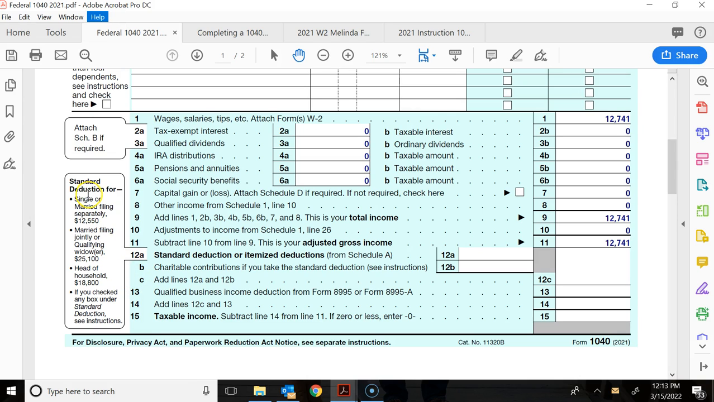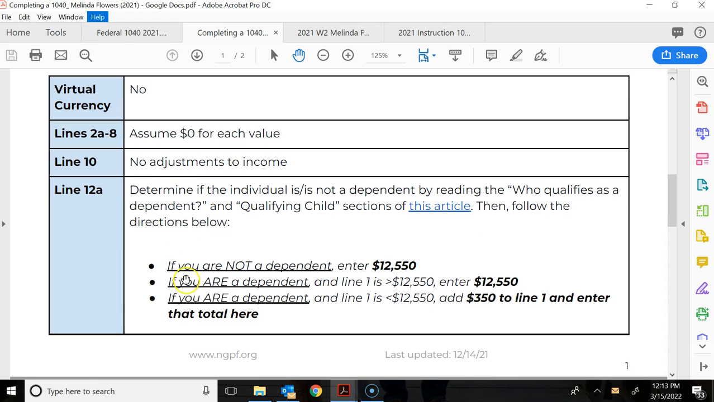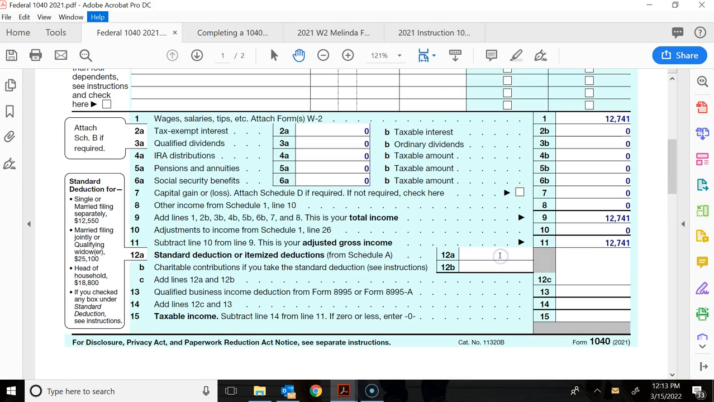Line 12 starts to talk about the standard deduction. If we look at our cheat sheet, it tells us that if you are a dependent, which she is, and line 1 is more than $12,550, which it is, then to enter the $12,550. So we're going to put that line here. She has no charitable contribution, so we're going to put that as a 0. And then 12C, which is add lines 12A and 12B, leaves us with that same standard deduction of $12,550.